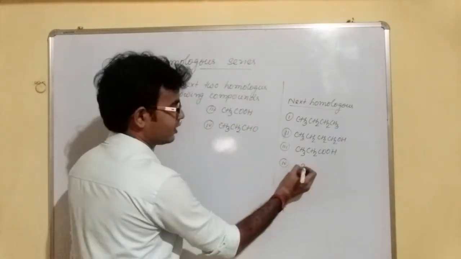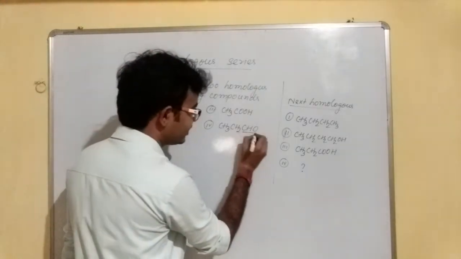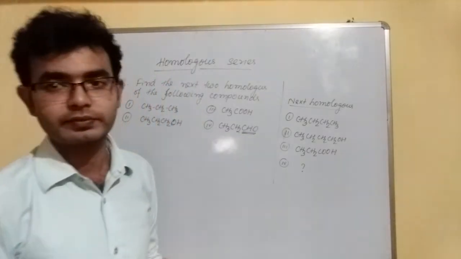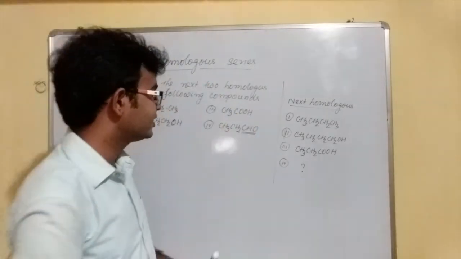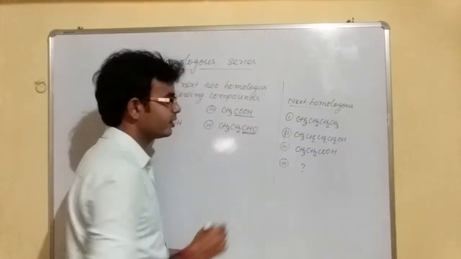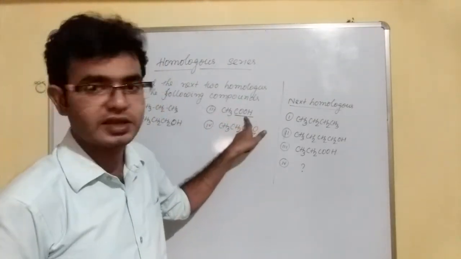Number 4, I have not solved it. That's your homework. Here CHO is the functional group. In case of CH3COOH, COOH is the functional group. That's why you put CH2 in between CH3 and COOH.